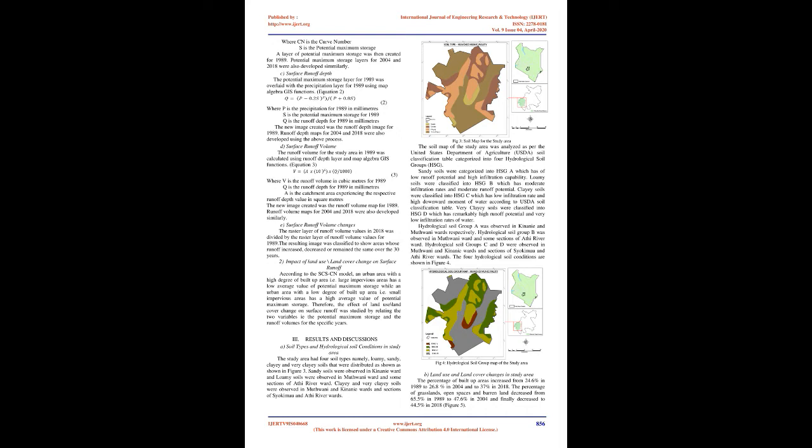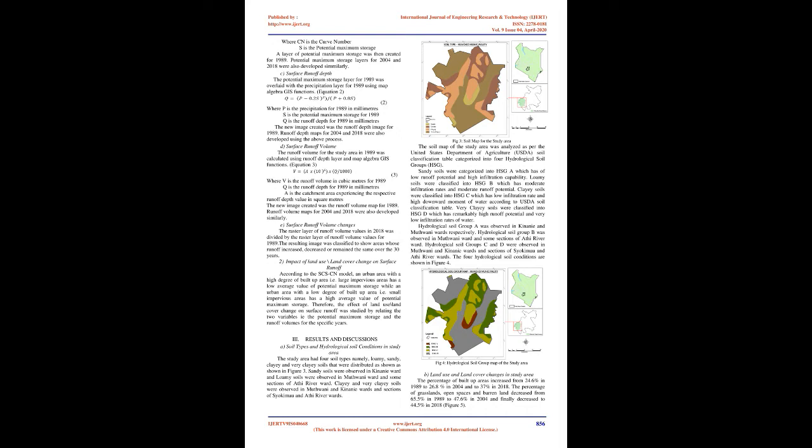E. Surface runoff volume changes. The raster layer of runoff volume values in 2018 was divided by the raster layer of runoff volume values for 1989. The resulting image was classified to show areas whose runoff increased, decreased, or remained the same over the 30 years. 2. Impact of land use / land cover change on surface runoff.